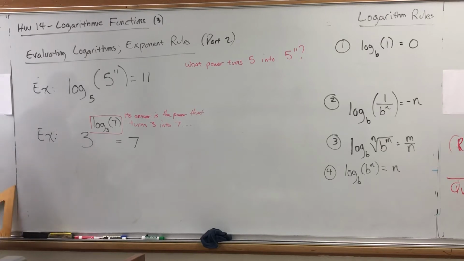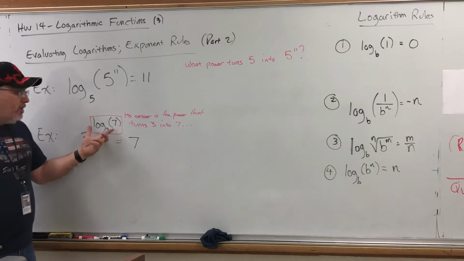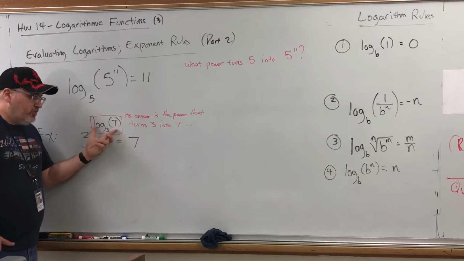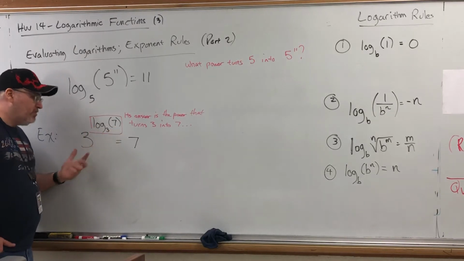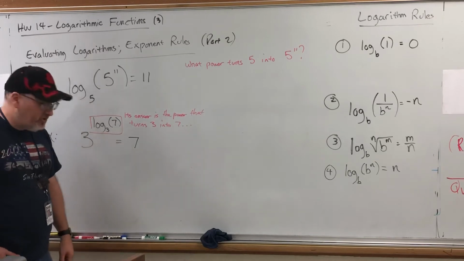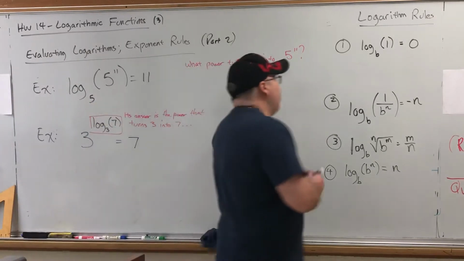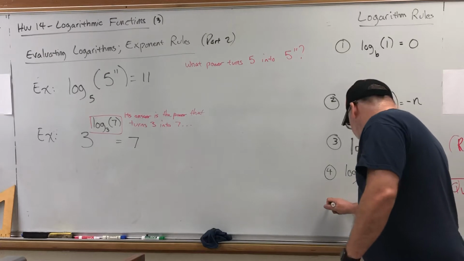Let me say it one more time. Don't know the answer to this log, but I know what the answer does. As a power, it turns 3 into 7. It is a power on a 3, so by its own definition, it turns into a 7. How could you capture that as a logarithm rule?